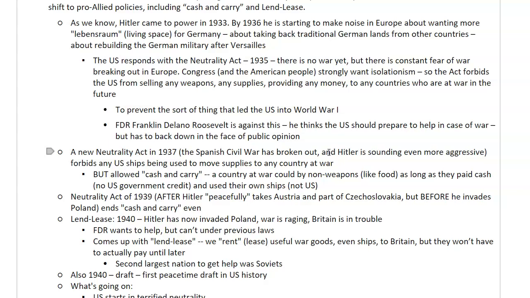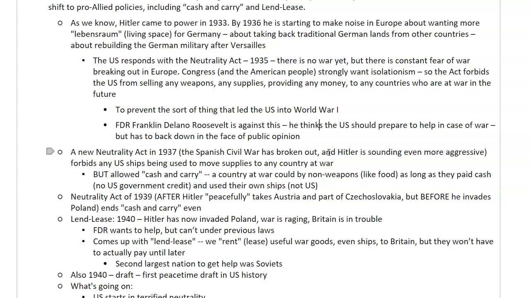Two years later, in 1937, they pass a new Neutrality Act. A civil war had broken out in Spain between fascists, kind of a Spanish version of Nazis, who didn't quite have the racial issue that the German Nazis have, and were friends with Mussolini in Italy. So you had the fascists in Spain on one side and the so-called Republicans on the other side, who were kind of heavily influenced by socialism and left-wing causes.